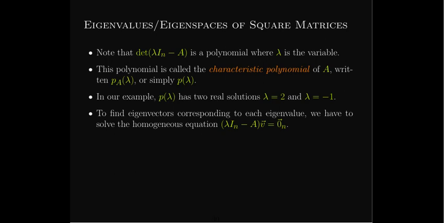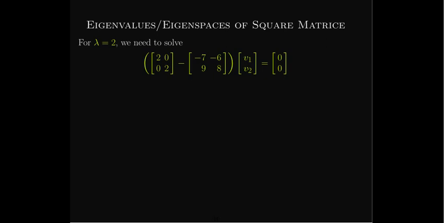Well, we know that the matrix for each value of lambda, the matrix lambda I minus A, has a non-trivial null space. So we just want to find the vector or vectors that belong to that null space. And we know how to do that. So we're going to try to find the null space vector of 2 times I minus A. So let's go ahead and work out the algebra.